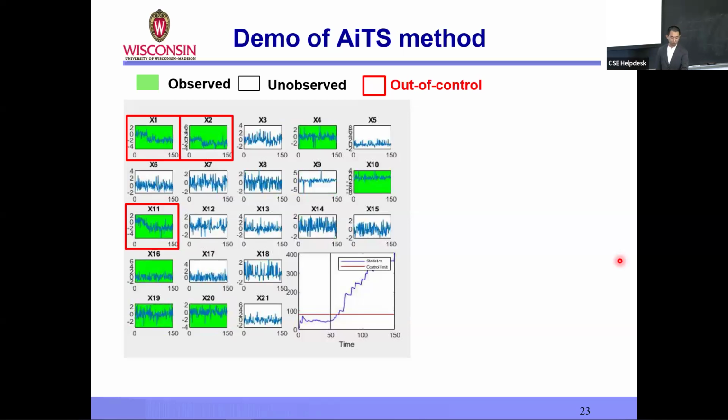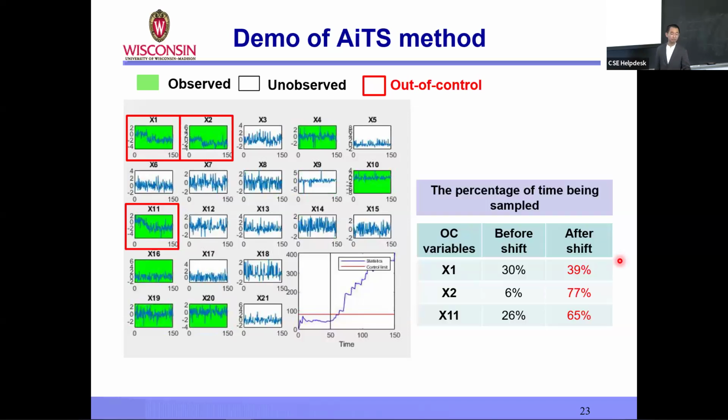variables. In particular, we calculate the percentage of the time for these 3 out-of-control variables being sampled. You can see there is a significant increase of this percentage, especially for X2 and X11 here, from 6% to 77%. This means that our sampling strategy captures those out-of-control variables.